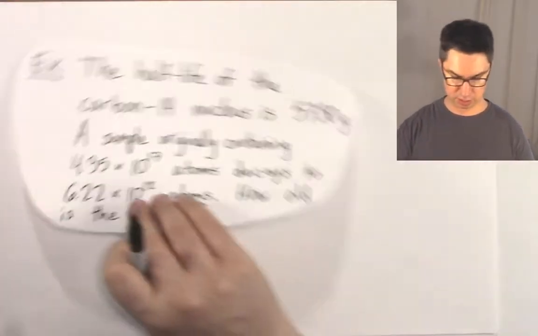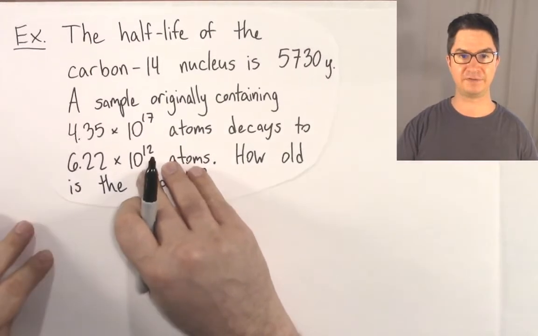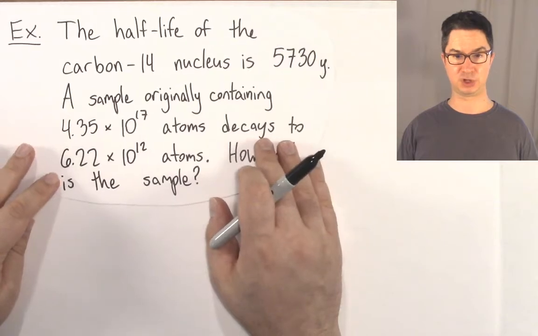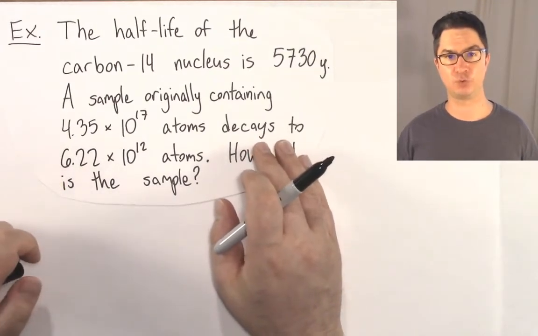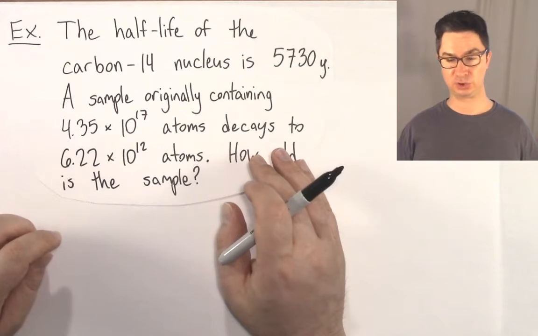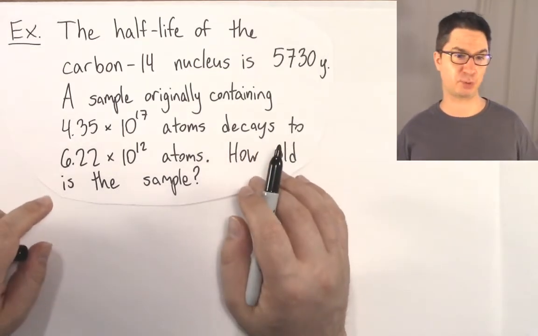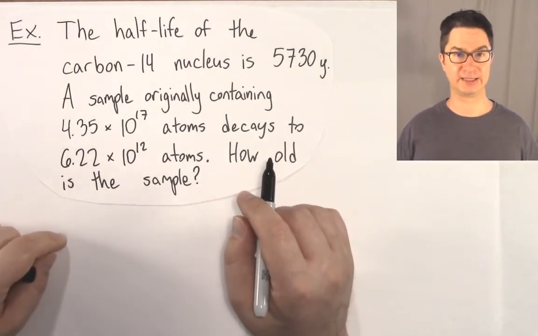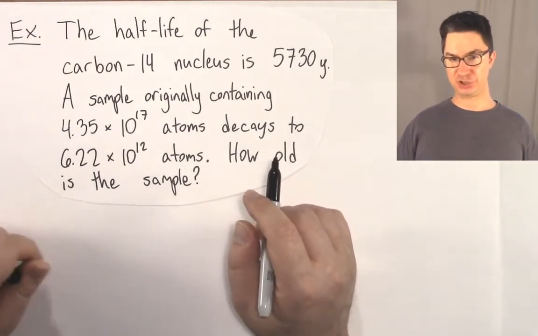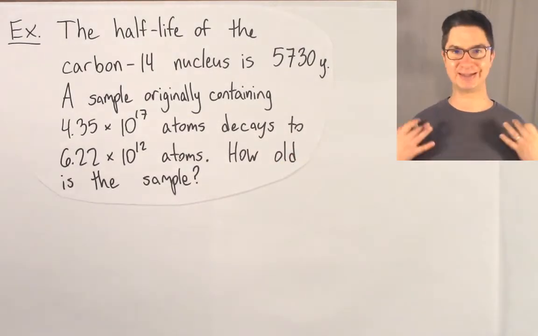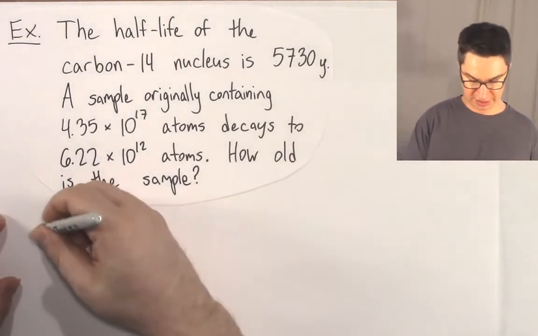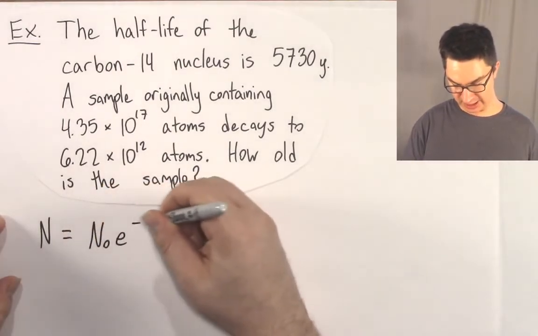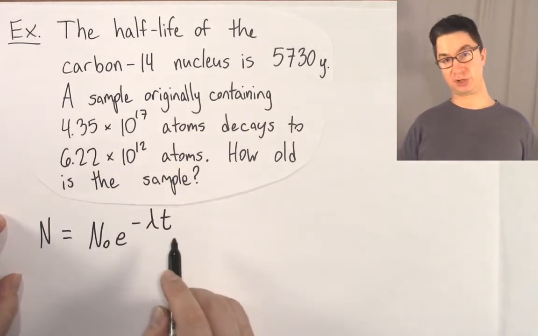Alright, so our example looks like this. The half-life of the carbon-14 nucleus is 5,730 years. A sample originally containing 4.35 times 10 to the 17th nuclei decays to 6.22 times 10 to the 12th nuclei. And the question is, how old is the sample? So what we need to do here is look at how do we calculate time? Where is time here? Well, you can see time in the exponential decay function N equals N naught e to the negative lambda t. So we really want to solve for this t.